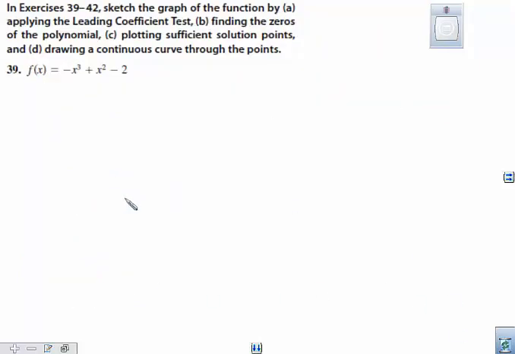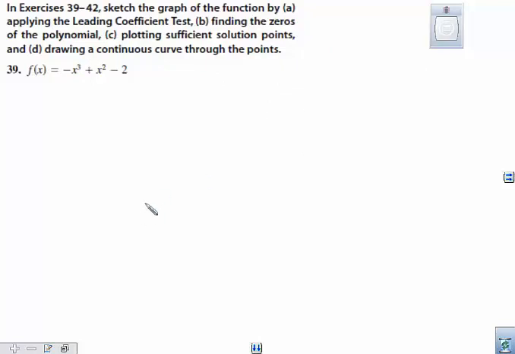Alright, 39. This is the multi-step part. Step 1. Apply the leading coefficient test. So we know the end behavior. Odd, negative. So it's going to be the reverse of the cubic. So it is fall left. Oh, I'm sorry. I didn't actually reverse that. Okay, the reverse of the cubic is this way. So rise right. Oh my gosh. Start this over.